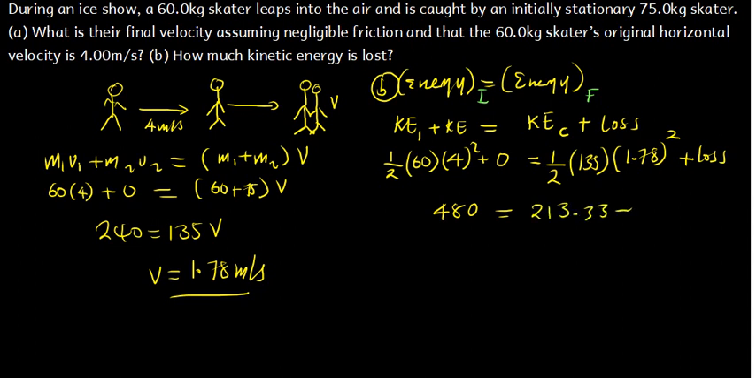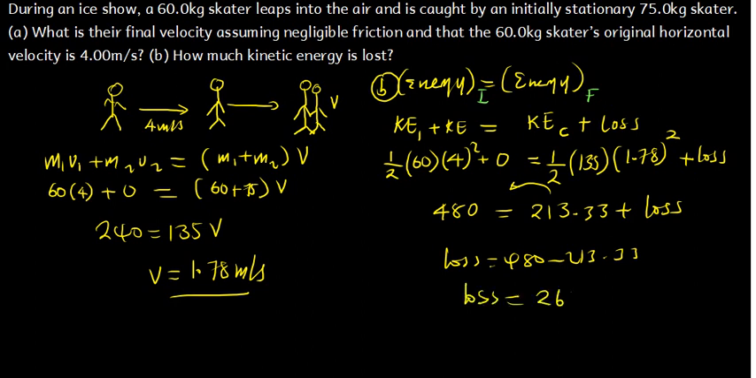213.3333 plus the loss. So to find this loss, we are going to take this value to the other side. Therefore, the loss is going to be equal to 480 minus 213.33. Therefore, the loss in kinetic energy is going to be 266.67 joules, because this is energy.